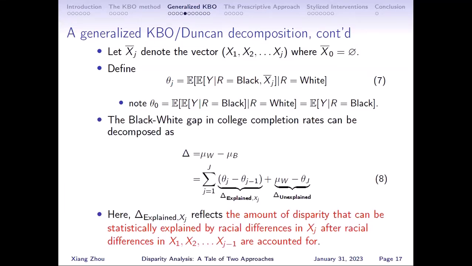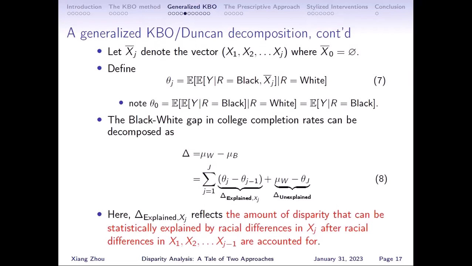So the black-white gap in college completion rates can be decomposed into J plus 1 components: J explained components, each corresponding to a different set of covariates, and one unexplained component. Here you can see the delta explained x-j reflects the amount of disparity that can be statistically explained by racial differences in x-j after racial differences in x1, x2, all the way to x-j minus 1 are accounted for. For example, the second explained component would reflect the amount of disparity that can be statistically explained by family structure after we account for racial differences in family SES.